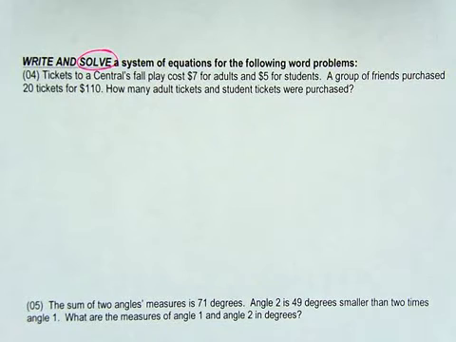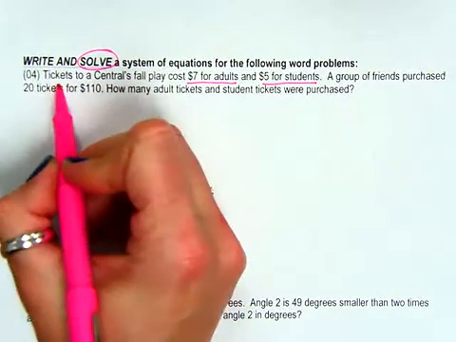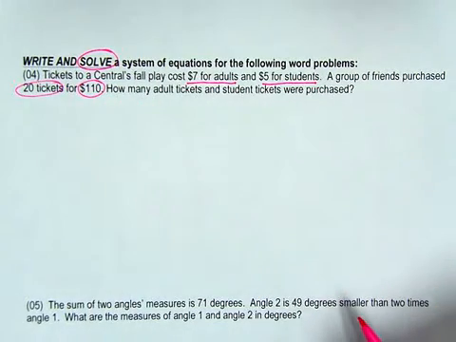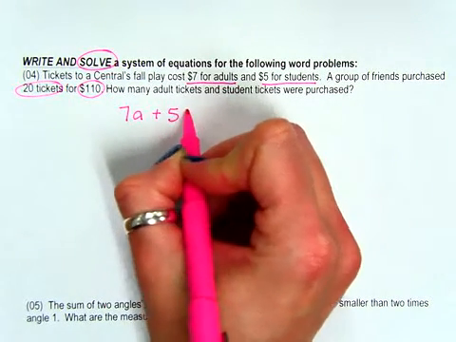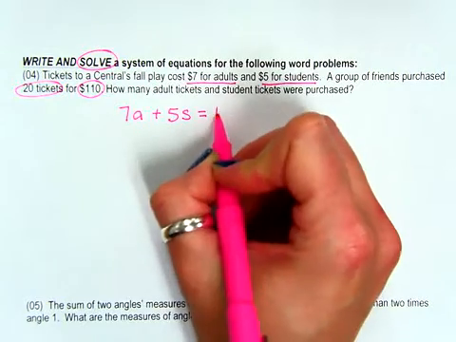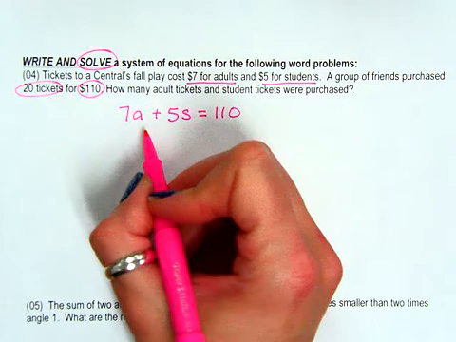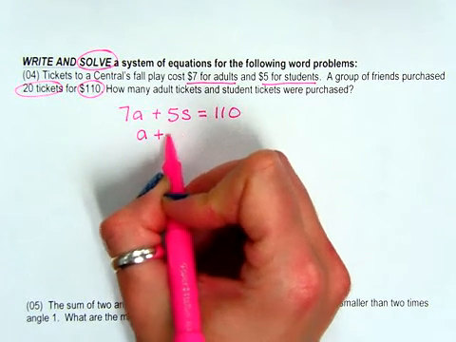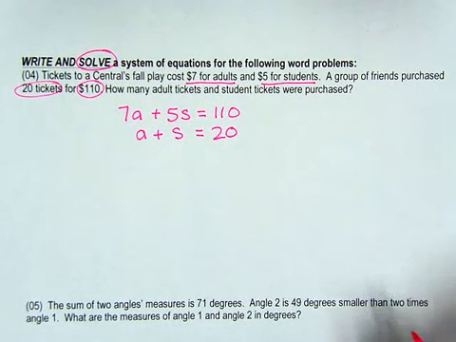Tickets to Central's fall play cost $7 for adults and $5 for students. A group of friends purchased 20 tickets for $110. So if you notice, I have a how much already right there. So I know that $7 for an adult and $5 for a student equaled $110. So money plus money equals money. But then I know they purchased some number of adult tickets and some number of student tickets, and together that was 20 tickets. Okay, so now I need to solve this. How many did they buy?